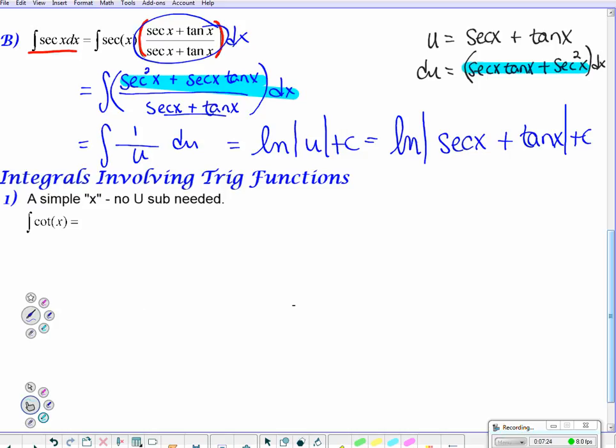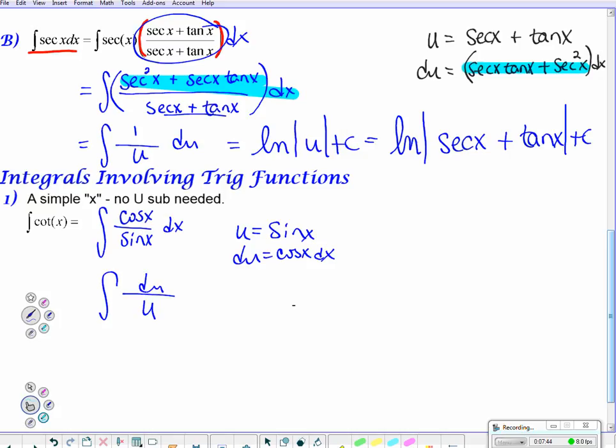Okay, cotan. Cotan can be proven out quite similar to tangent. We know cotan is cosine over sine x dx, and you would let u equal sine of x, du would equal cosine x dx, and we could replace cosine dx with du, and sine is u. This is a 1 over u, so we get natural log absolute value of u plus our c. Replace u, and we're looking at the natural log of sine x plus c. So there's your integral for cotan.